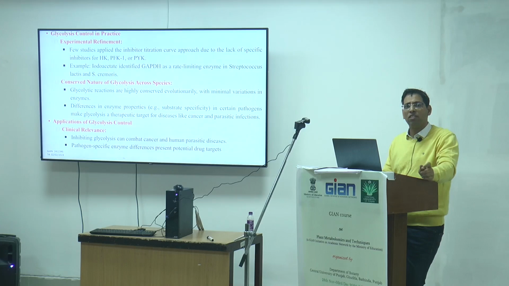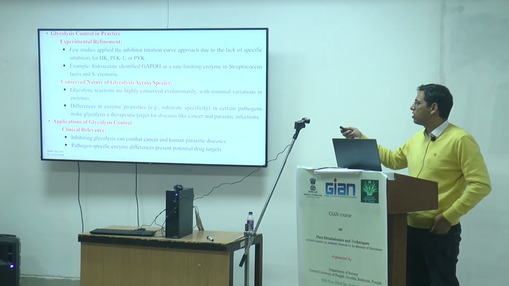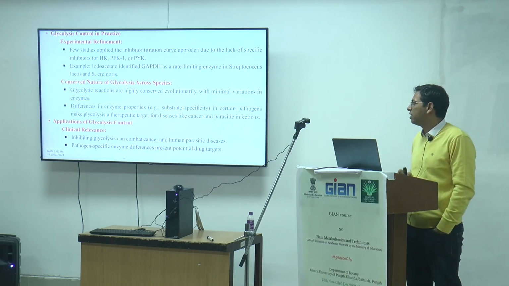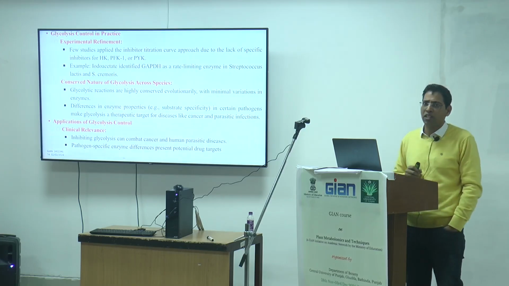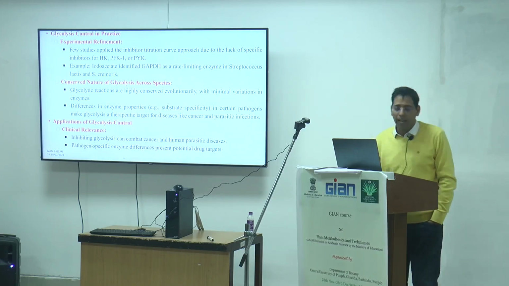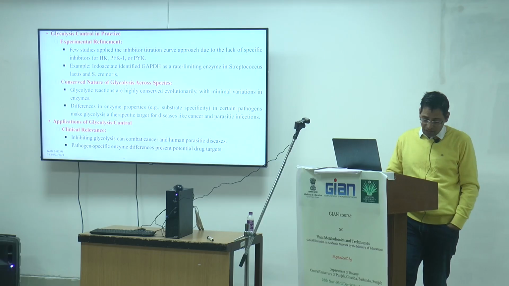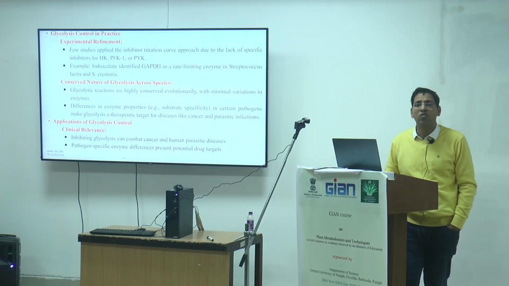In certain biosynthetic pathways, which makes glycolysis a therapeutic target for diseases like cancer and parasitic infections. So you know, glycolysis is highly active. Cancer cells need so much energy for rapid cell division. Sometimes the high substrate specificity in certain pathogens makes glycolysis a therapeutic target.